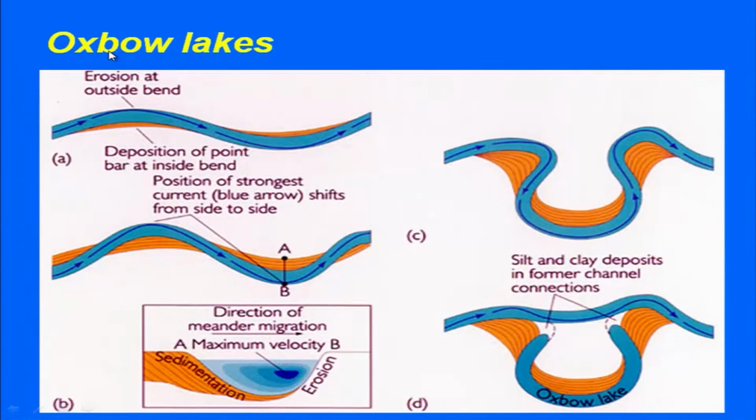So, the formation of the Oxbow lake. The outside bank is erosion and the inside bank is deposition, and this keeps on increasing the sinuosity. This will migrate this side, as well as this side, becoming a tight meander, and finally what you see is the cutoff channel.